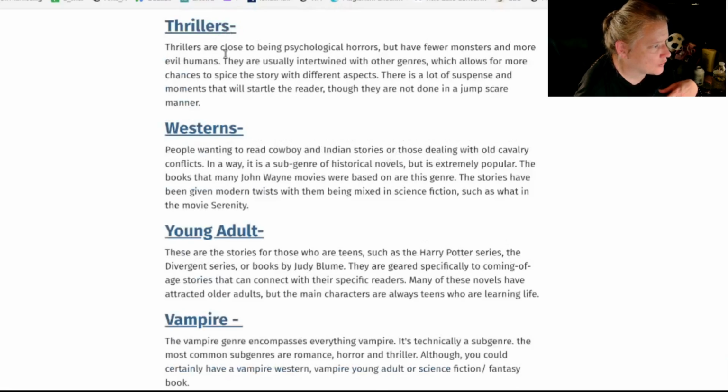Thrillers. Thrillers are close to being psychological horrors, but have fewer monsters and more evil humans. They are usually intertwined with other genres, which allows for more chances to spice the story with different aspects. There are lots of suspense moments that will startle the reader, though they are not done in a jump scare manner. Thrillers tend to be action, action, action, rather than action, rest, action, rest. They really don't have any rest.